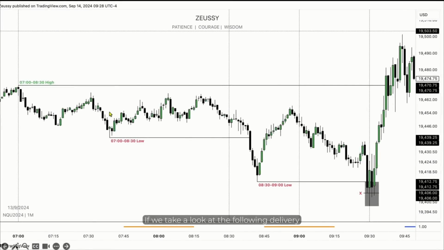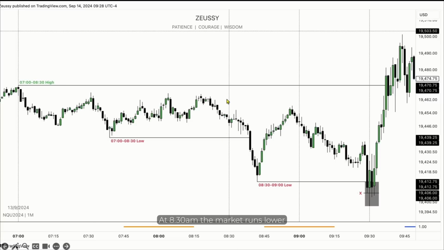If we take a look at the following delivery, I want you to see the following. At 7 a.m. the market opens up here and begins consolidating, as you can see. Between 7 to 8:30 a.m. the market is in a consolidation. I love to see this, and this is a very high probability signature in my opinion when it comes to the morning session. That's something you need to investigate on your own.